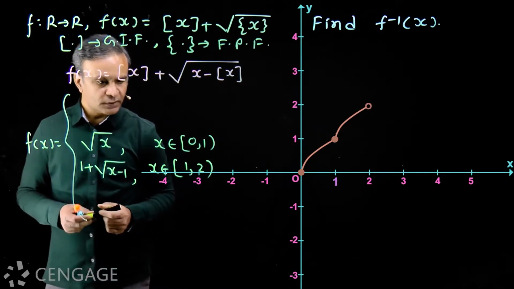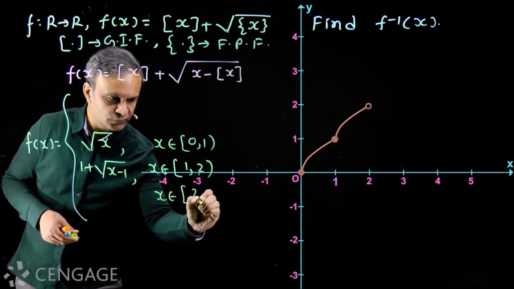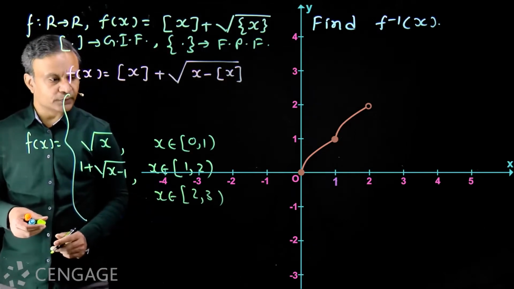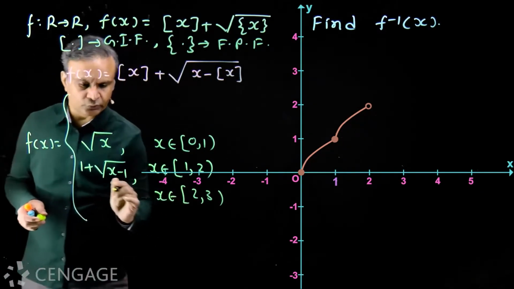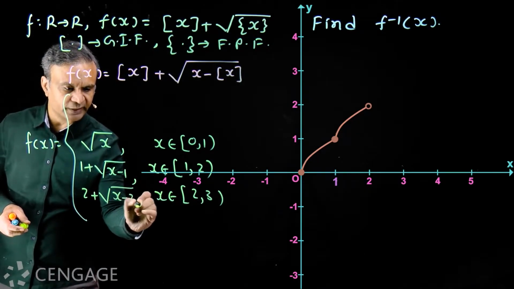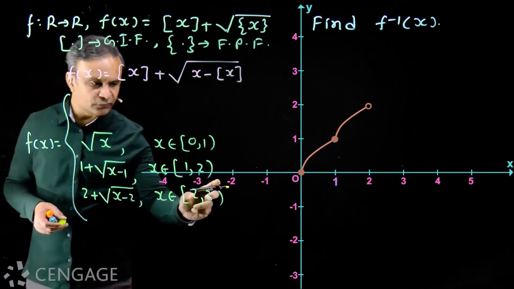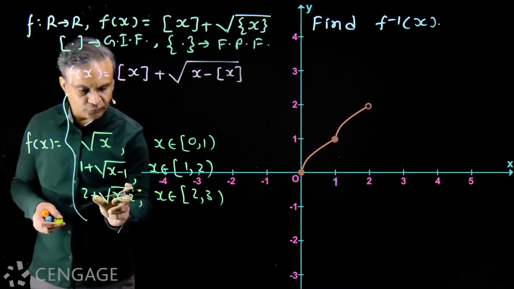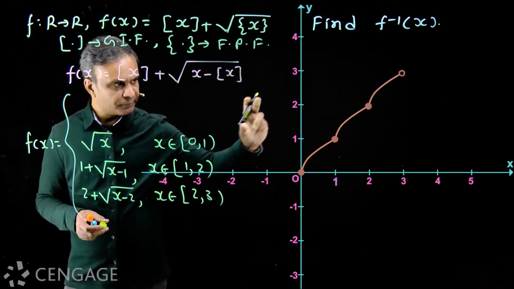Now we consider x belongs to closed interval 2 to 3. For these values of x, value of greatest integer will be 2. So we will have here 2 plus square root of x minus 2. At x is equal to 2, value will be 2, and at x is equal to 3, value will be 3. So we will have this graph.